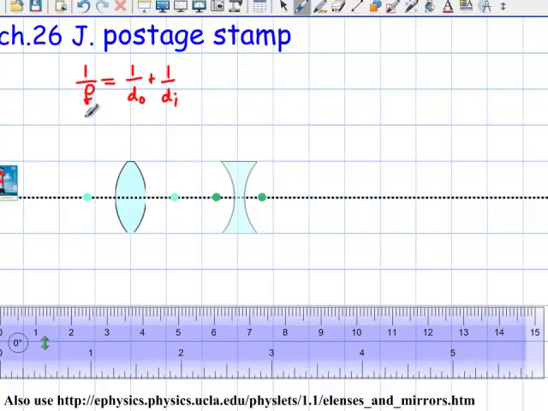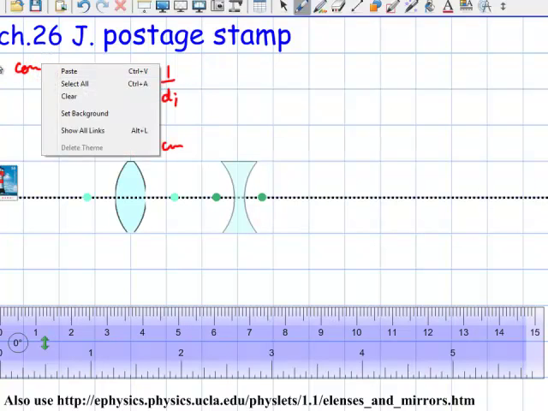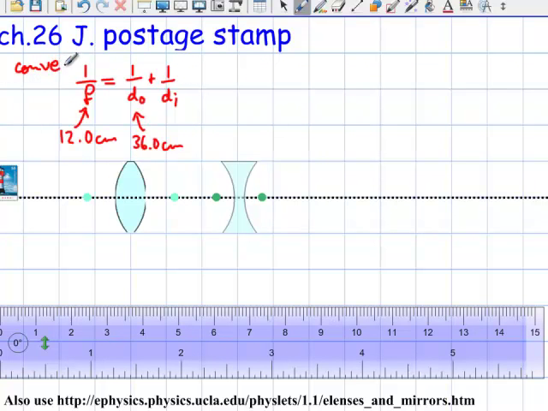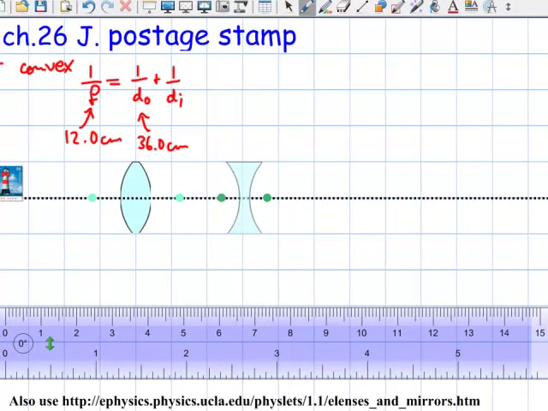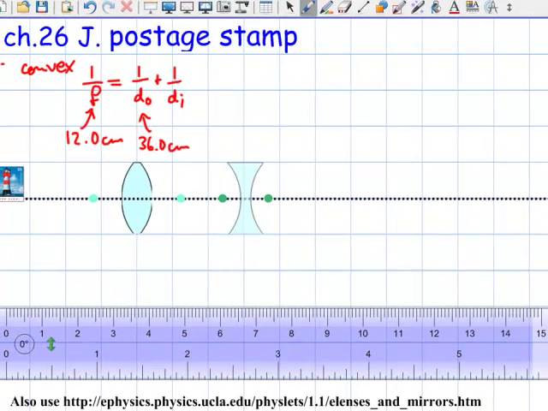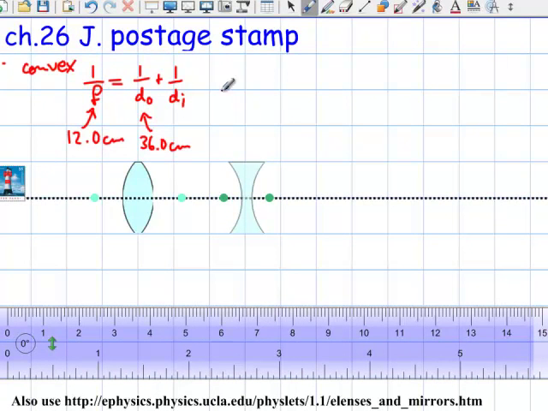With this one here being the 12 centimeters for the convex lens, and then this one here being 36 centimeters for the object distance. And then, oh, I just noticed that actually my lighthouse is possibly off the screen. Sorry.